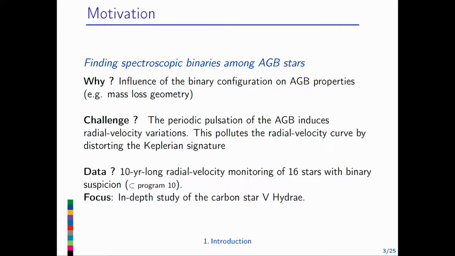To do so, we have at our disposition 10 years of radial velocity monitoring of 16 HGB stars with a binary suspicion, mainly from indications in the literature that the star could be in a binary system. If you get the chance to observe at Mercator, those stars were part of program 10, so maybe you have observed one of the stars that I have shown here. The main part of this talk will be focused on the carbon star V Hydrae, because we found a good orbital solution for this star, and also some other particularities in the spectral lines.